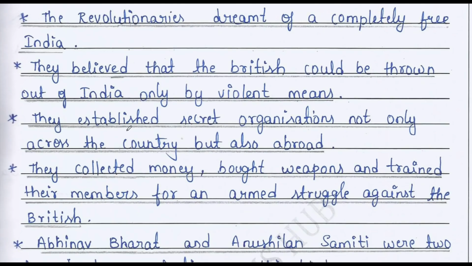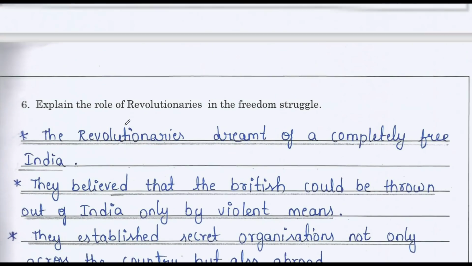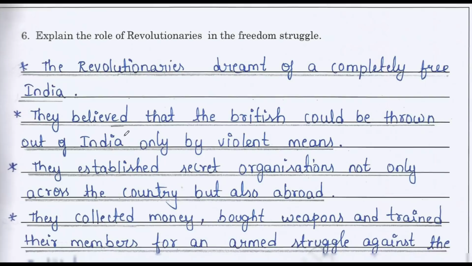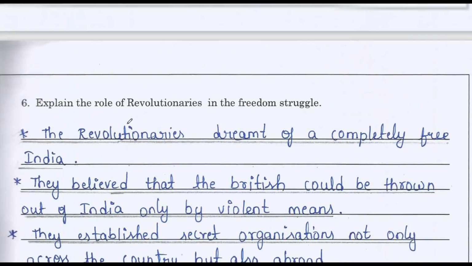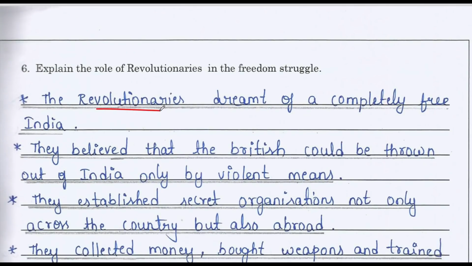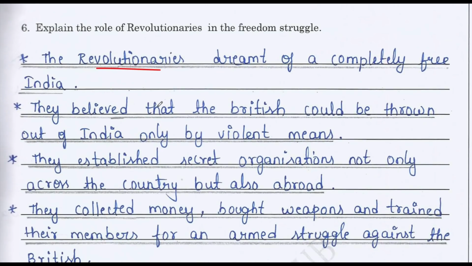Next, role of revolutionaries is also important. 4-mark question. The revolutionaries dreamt of a completely free India. They believed that the British could be thrown out of India only by violent means. Revolutionaries, the name itself indicates that they thought that the British could be thrown out of India only by violent means.